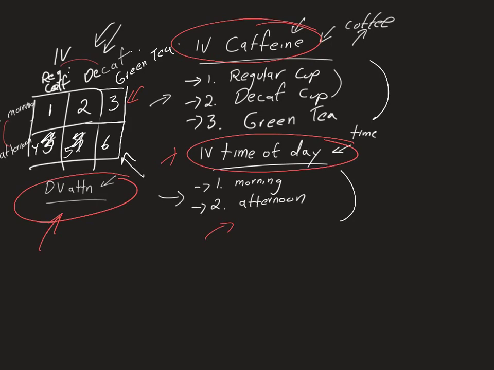What you have to make sure of is not to get confused and think that attention, my DV, is an independent variable or a level. That's where sometimes people get confused. So I'll stop here for this example. Then in the next video, we'll get to explaining the delay of gratification study.